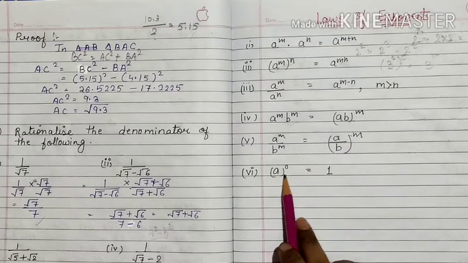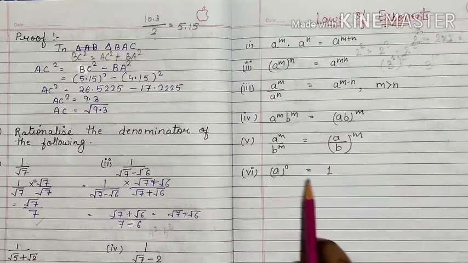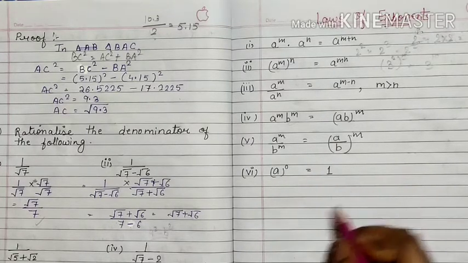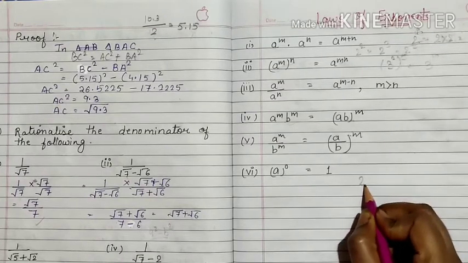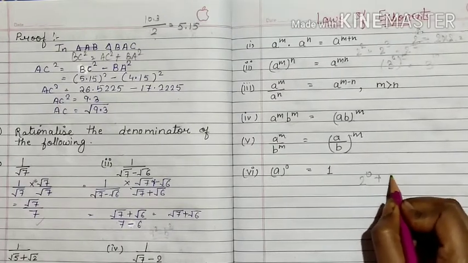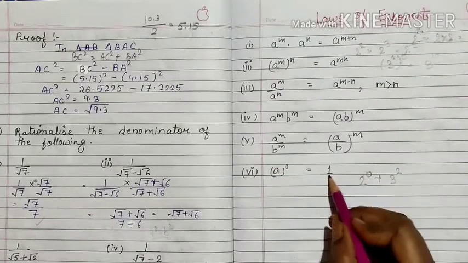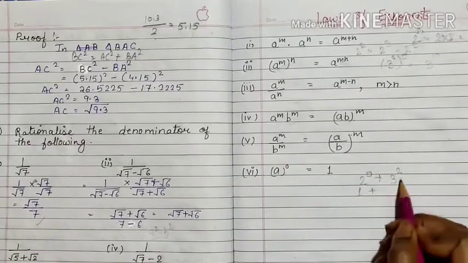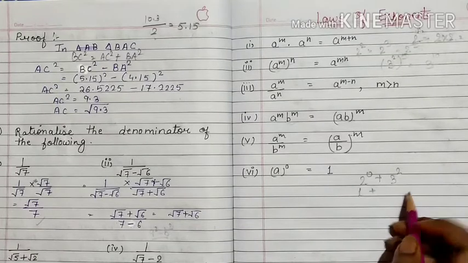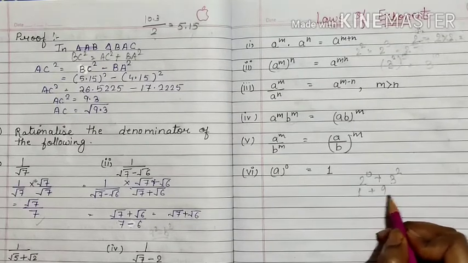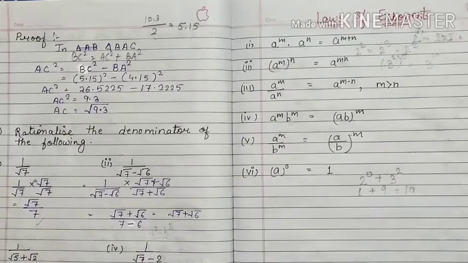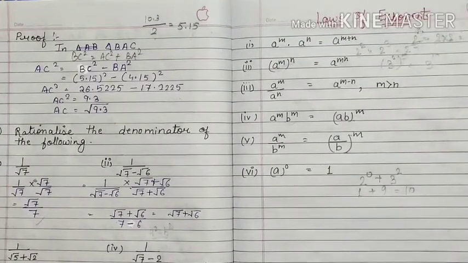Sixth is a to the power 0, which means the value of a to the power 0 is 1. We can take an example, a power 0 plus 3 power 2. a power 0 means 1, and 3 power 2 means 3 threes are 9. So 1 plus 9 is 10. Now we can start our exercise.